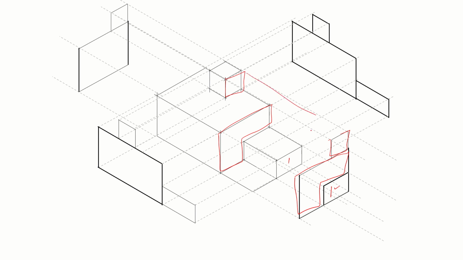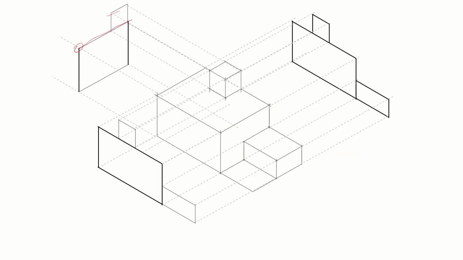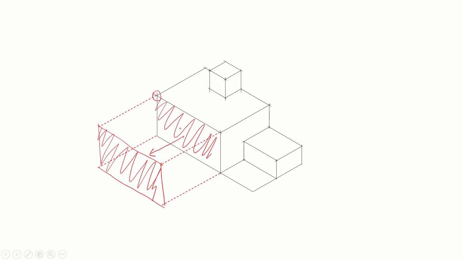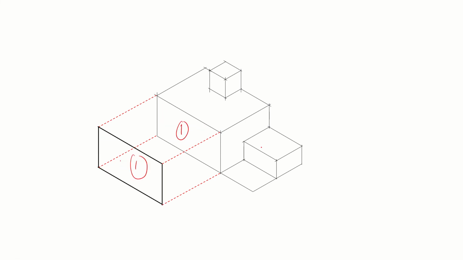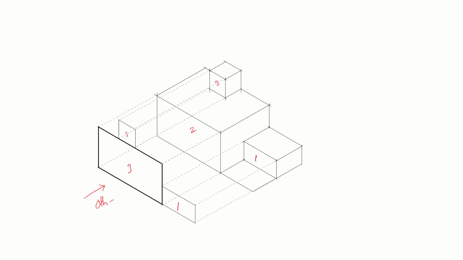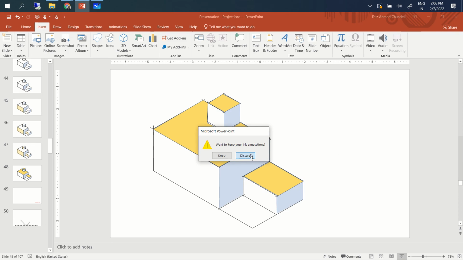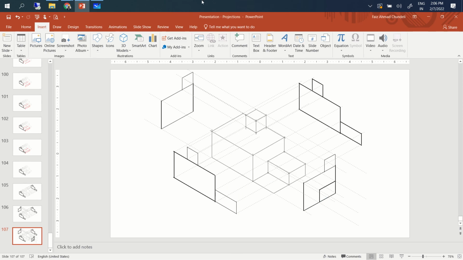So this is orthographic projection. What we need is a 3D base. We need to project all the edges. Once the edges are done, you can just connect them and complete the object lines. Yeah, that's it. I am done for this. And if you have any specific questions, you can ask me.